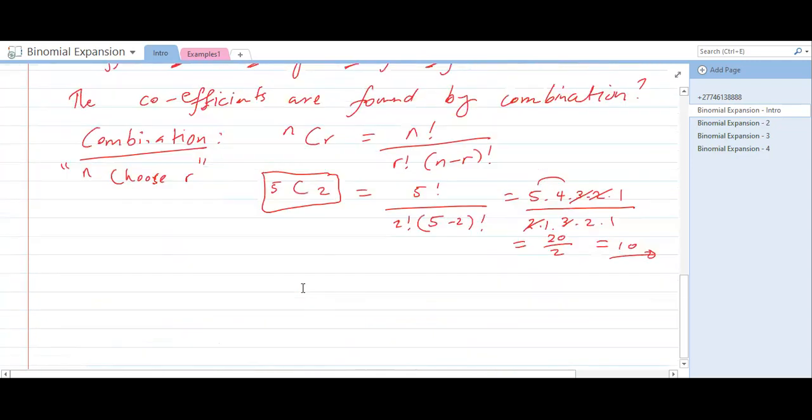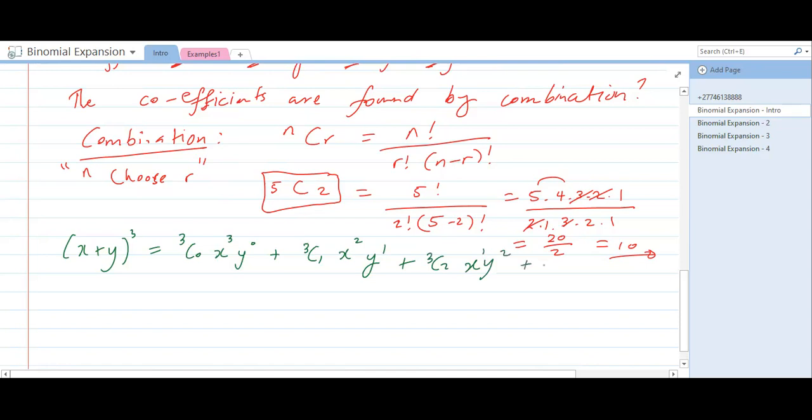Now, if I have to expand x plus y to the power 3, I will start off with 3 choose 0, x to the power 3, y to the power 0, plus 3 choose 1, x squared y to the power 1, plus 3 choose 2, x to the power 1, y squared, plus 3 choose 3, x to the power 0, y to the power 3. Now what we can see is, can you see that 3 plus 0 is equal to 3? Can you see there's 2 plus 1? These are all patterns that you can observe. 2 plus 1 is 3. 1 plus 2 is also 3 there. And then 0 plus 3 is 3 there.